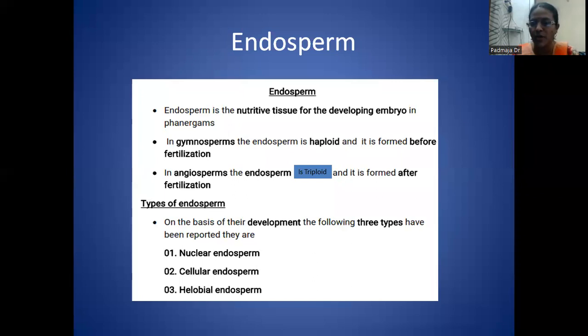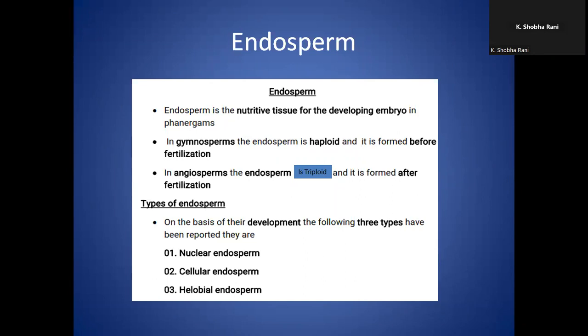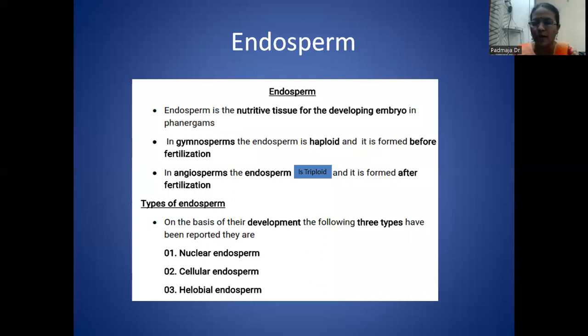And if you see the cellular endosperm, as the nucleus is dividing, wall formation is also taking place. As a result, they look like cells in the endosperm. So when we see it under the microscope, it looks like a cellular structure. And helobial is considered as the intermediate between the nuclear endosperm and the cellular endosperm.